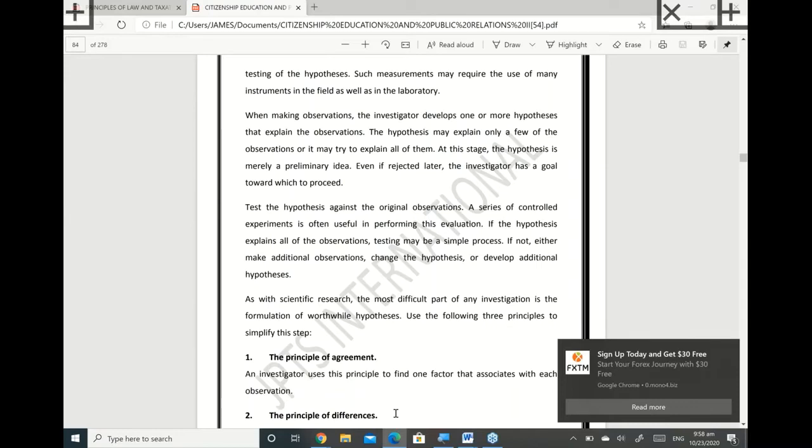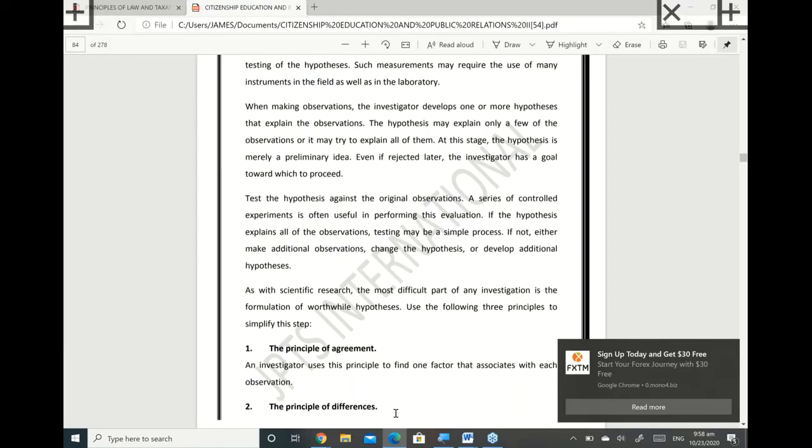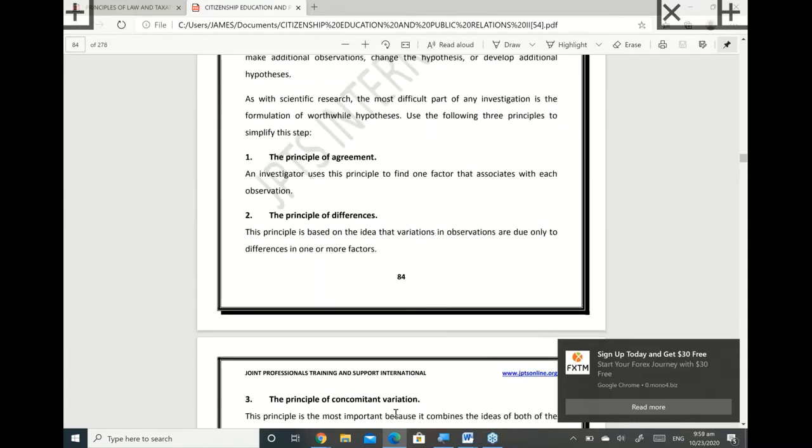So when you test the hypothesis, you either accept what the witnesses have said or you don't accept what they have said. Normally hypotheses sometimes go negative because of how they are tested. Now, as with scientific research, the most difficult part of the investigation is the formulation of the what-why hypothesis.